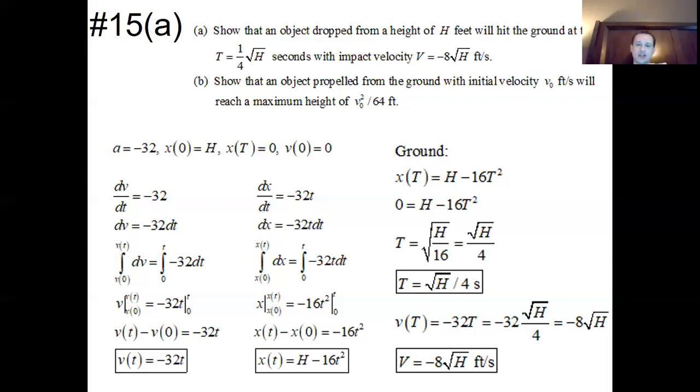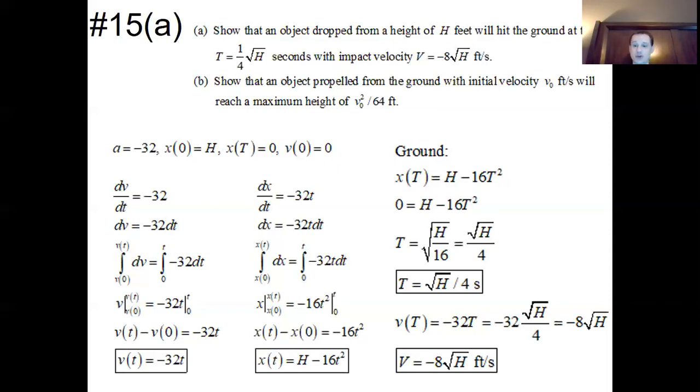And for part A, they want us to show that the impact velocity, capital V, they decide to call it, is -8 square root of h. Well, this is actually pretty straightforward because we know what time it hits the ground. It's at square root of h over 4. So plugging that time into the velocity equation, we'll find the velocity at that time. V of capital T is -32 times whatever capital T is, which by our results from the last part is square root of h over 4.